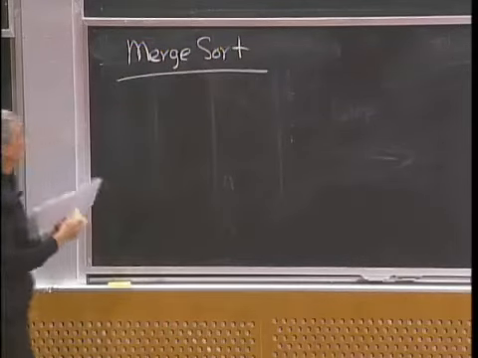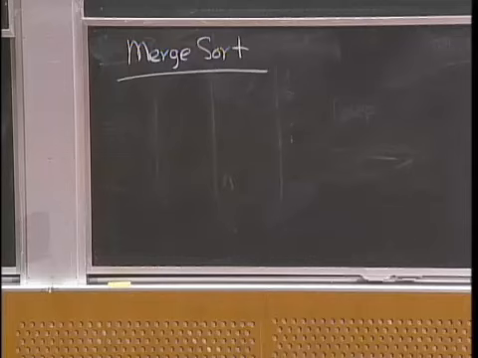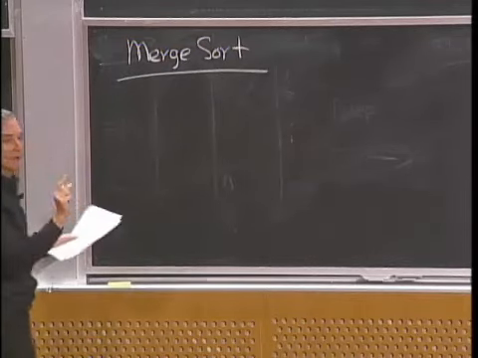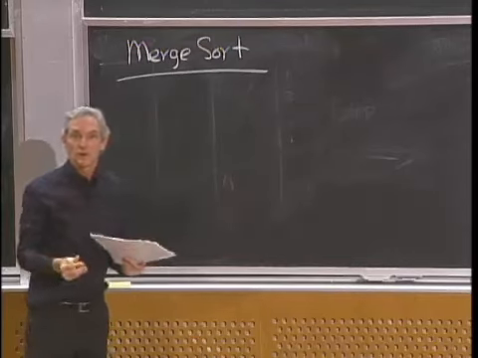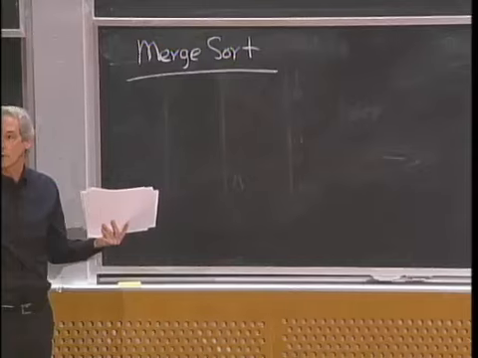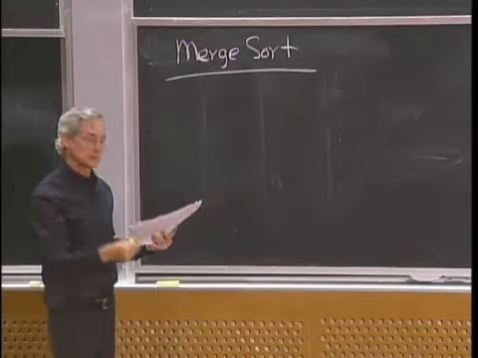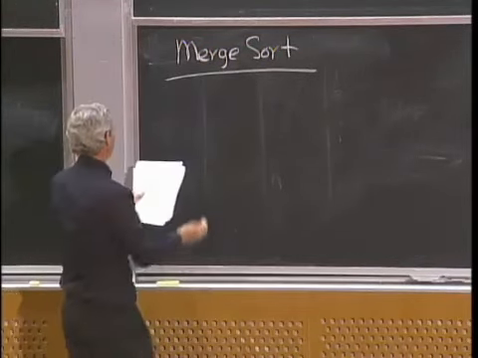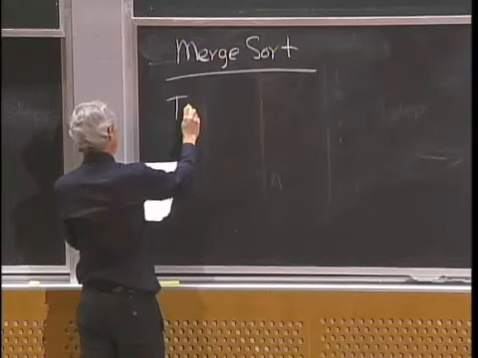So you're given n numbers, and your task is to sort them, put them in order. And you're allowed to do comparisons between the numbers. You could think of them as a list of names, putting them in alphabetical order. How many comparisons do you have to do to make that happen? And this is one way to do it that's very efficient.